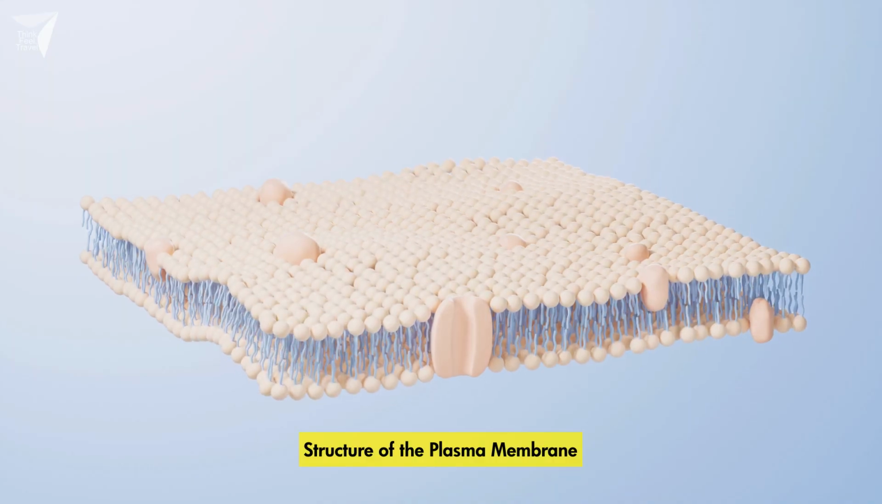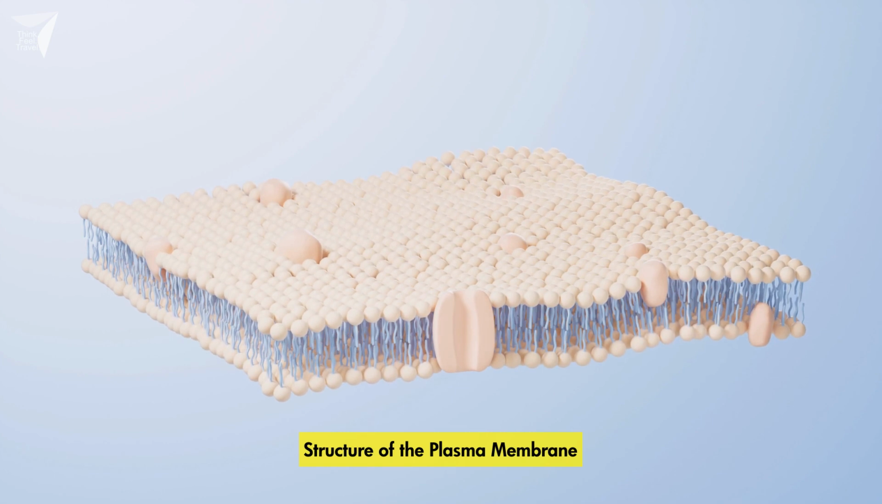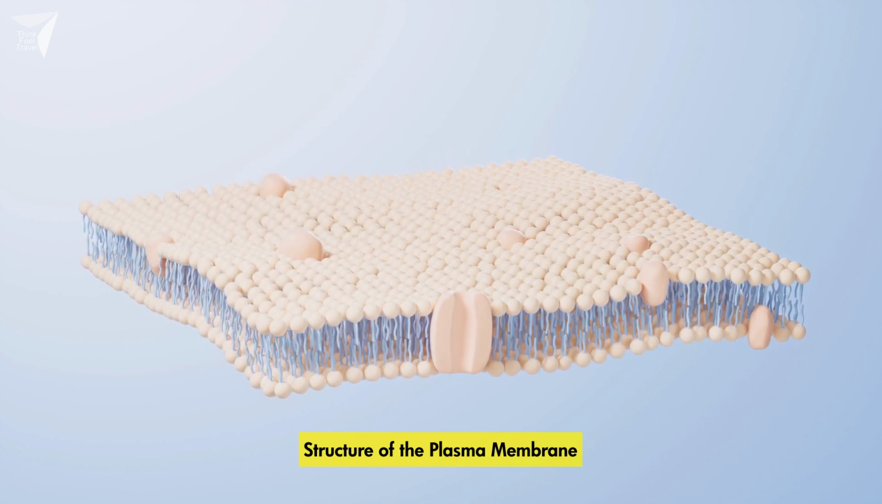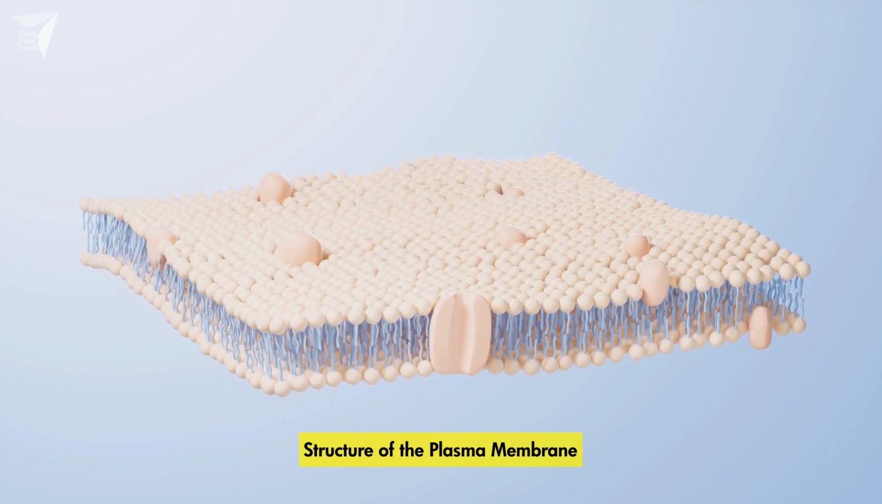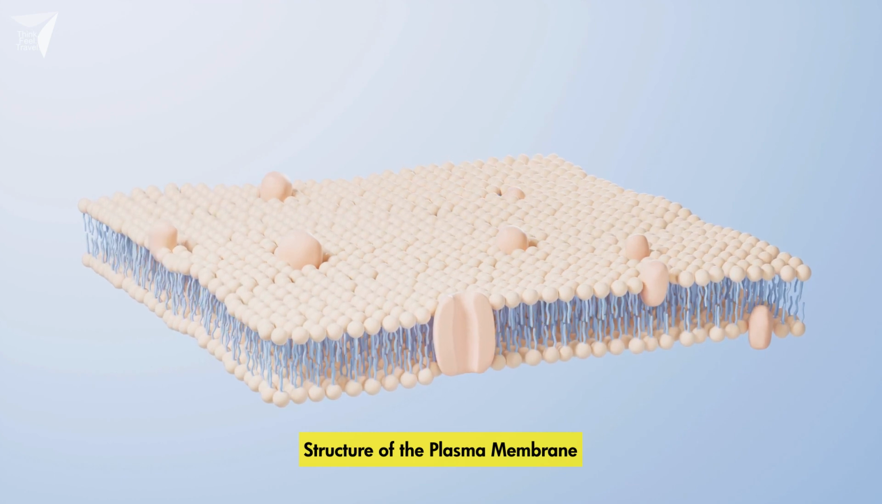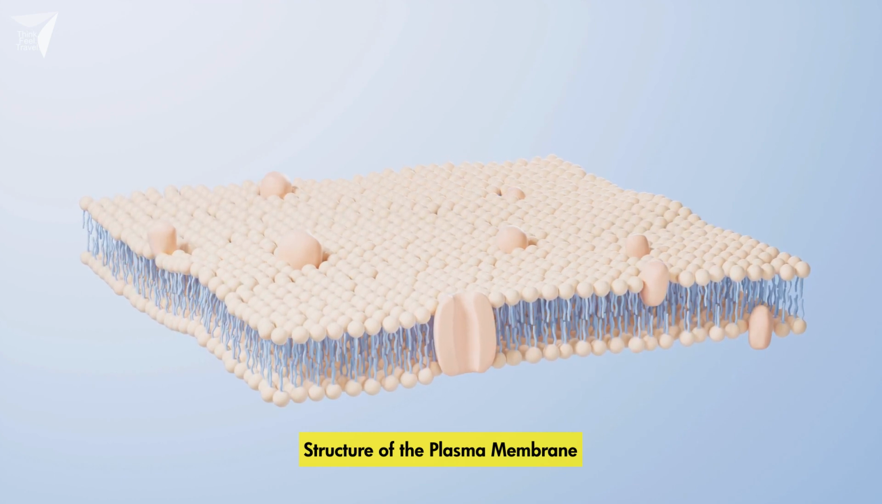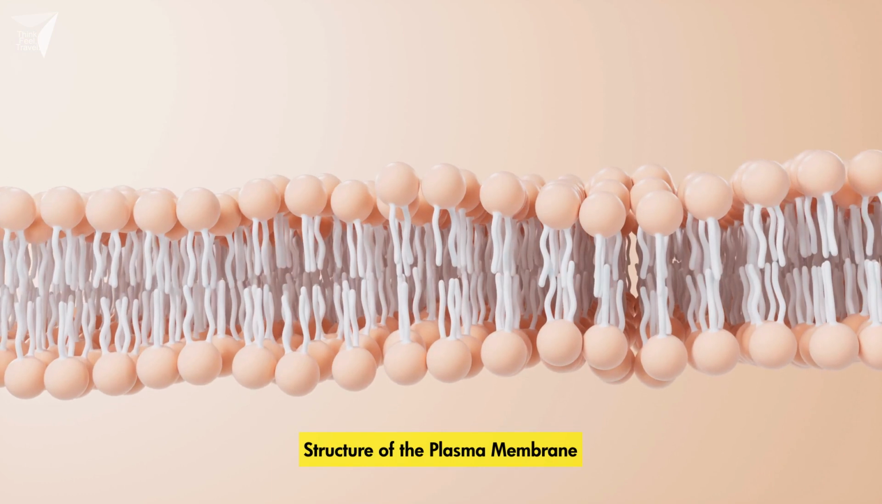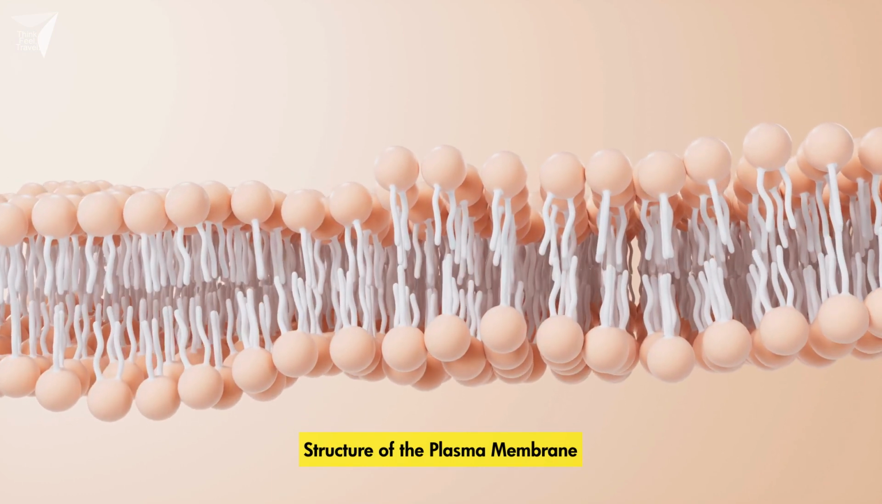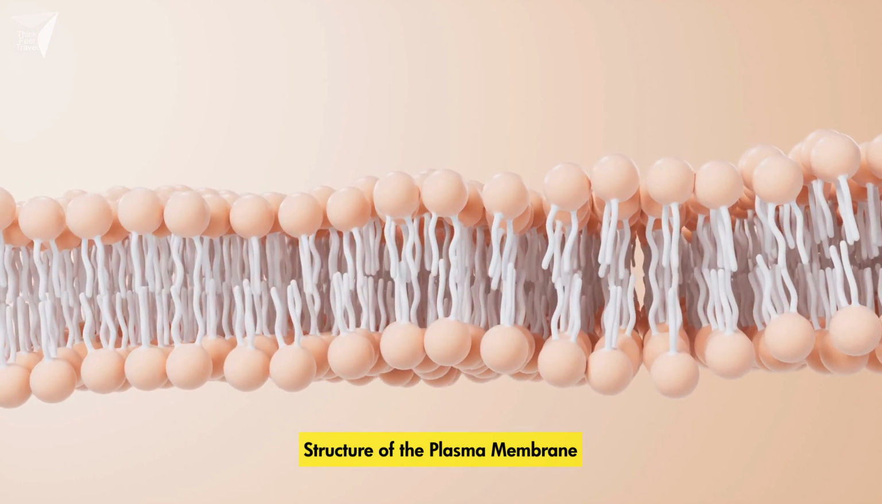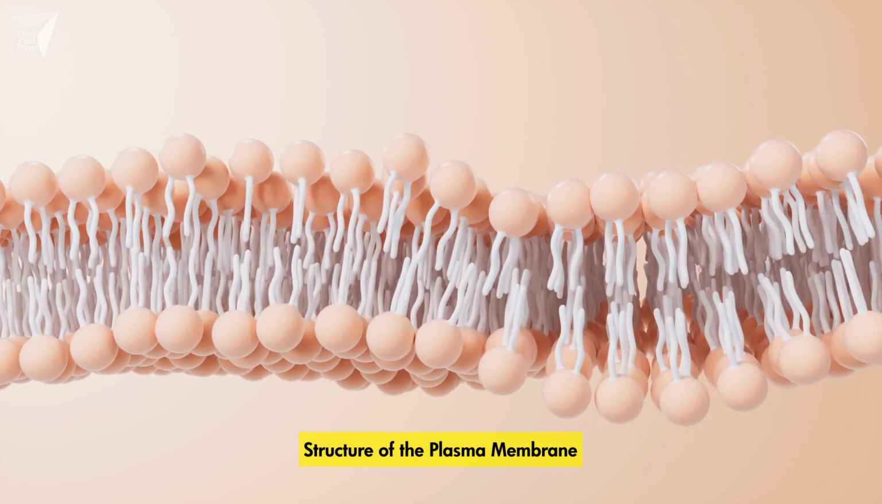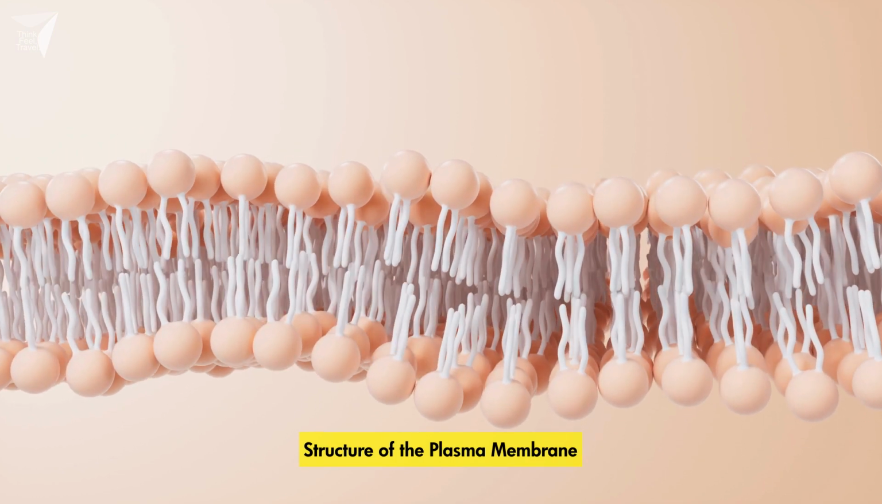The structure of the plasma membrane is often described by the fluid mosaic model, which portrays it as a mosaic of components, including phospholipids, cholesterol, proteins, and carbohydrates, that gives the membrane a fluid character. The proteins and lipids are free to move sideways within the layer, akin to icebergs floating in the sea.